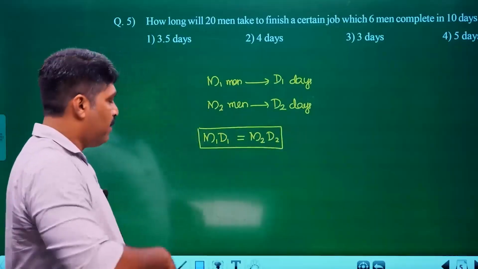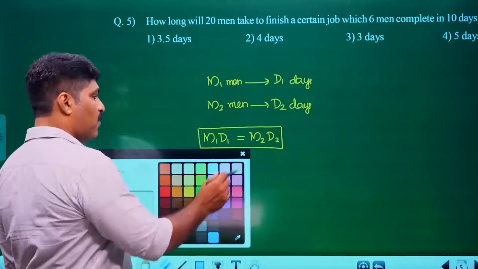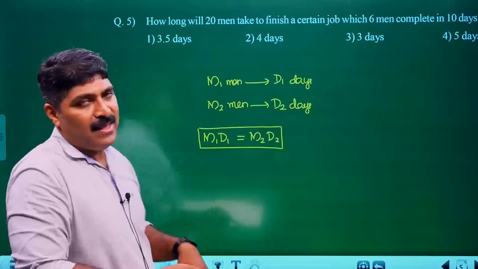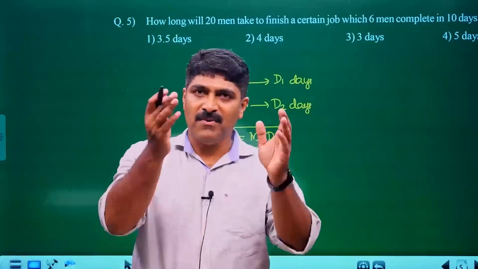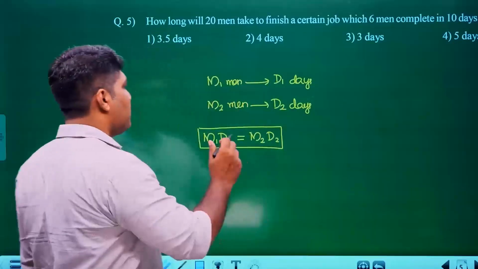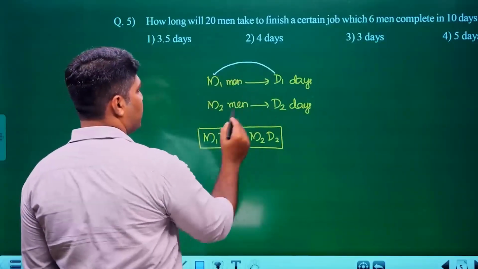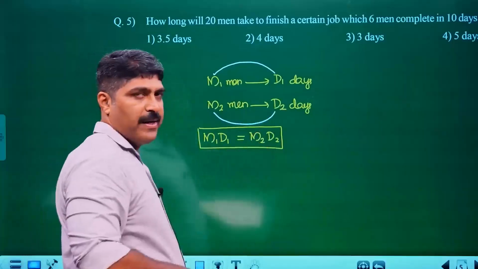What is the relationship here? The number of men and number of days are in inverse variation. Whenever we increase the number of workers, definitely the number of days will decrease. So these two quantities are in inverse variation. Therefore, the product of these two values should be equal to the product of these two values.